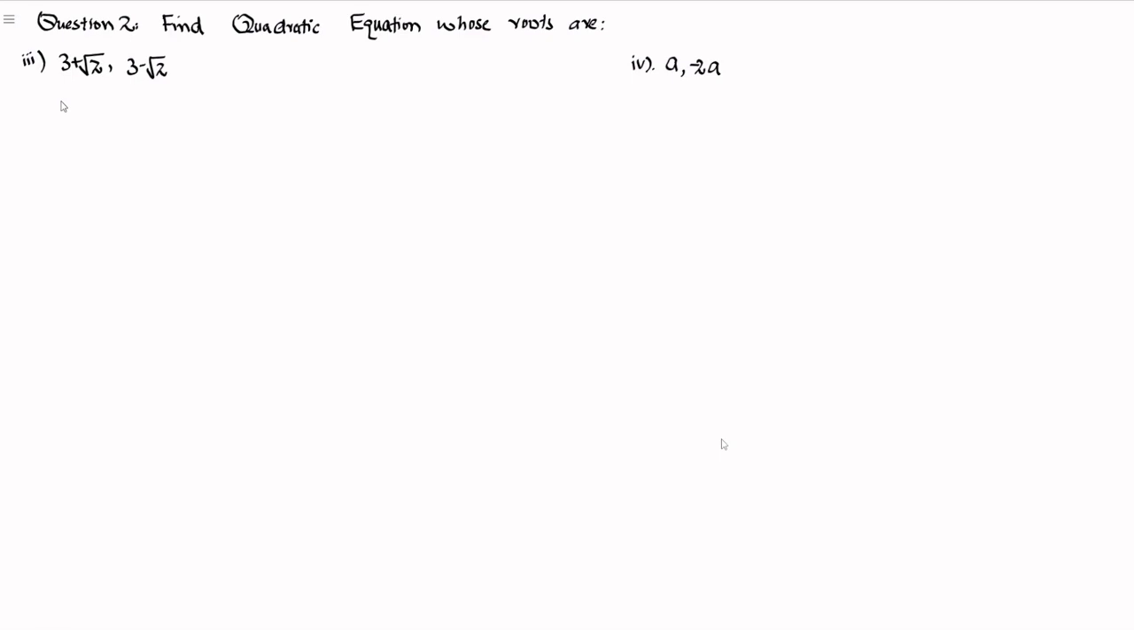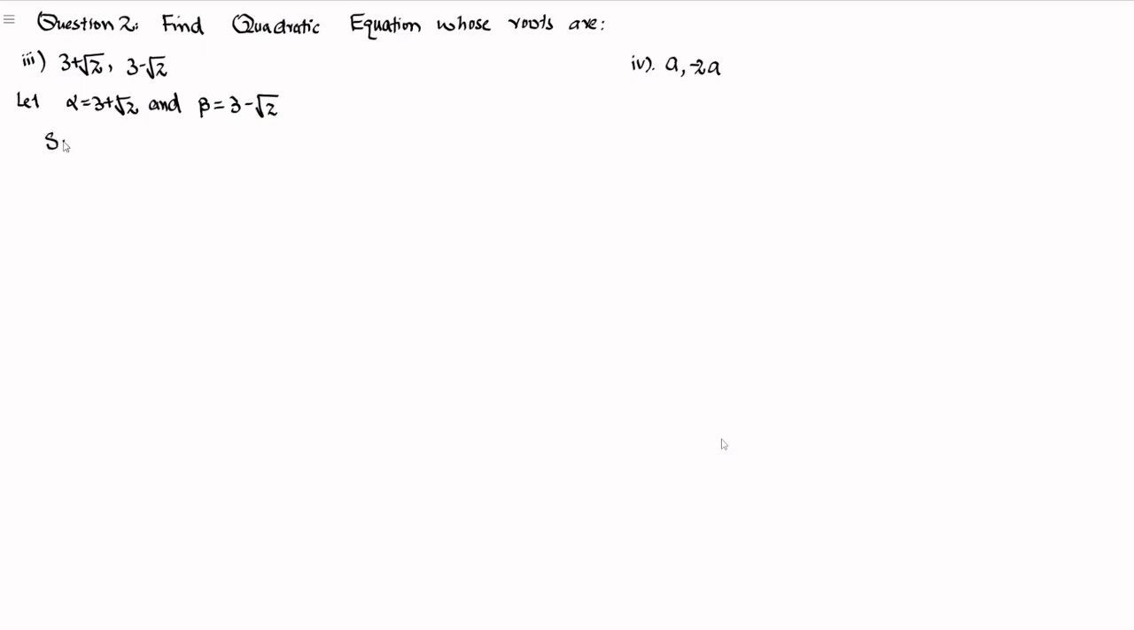Hello dears, in this session we are going to find a quadratic equation whose roots are 3 plus under root 2 and 3 minus under root 2, and another equation whose roots are a and minus 2a. So let's say alpha is equal to 3 plus under root 2 and beta is equal to 3 minus under root 2.